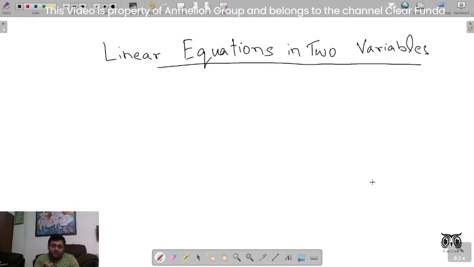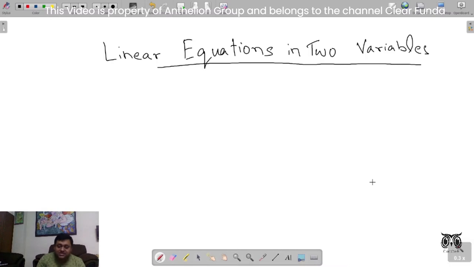As I told in my last video, I have covered coordinate geometry before starting this, so we'll also do some graphical understanding of this particular thing. Thereafter, it will become very easy for you to understand conceptually. So let's go for it.